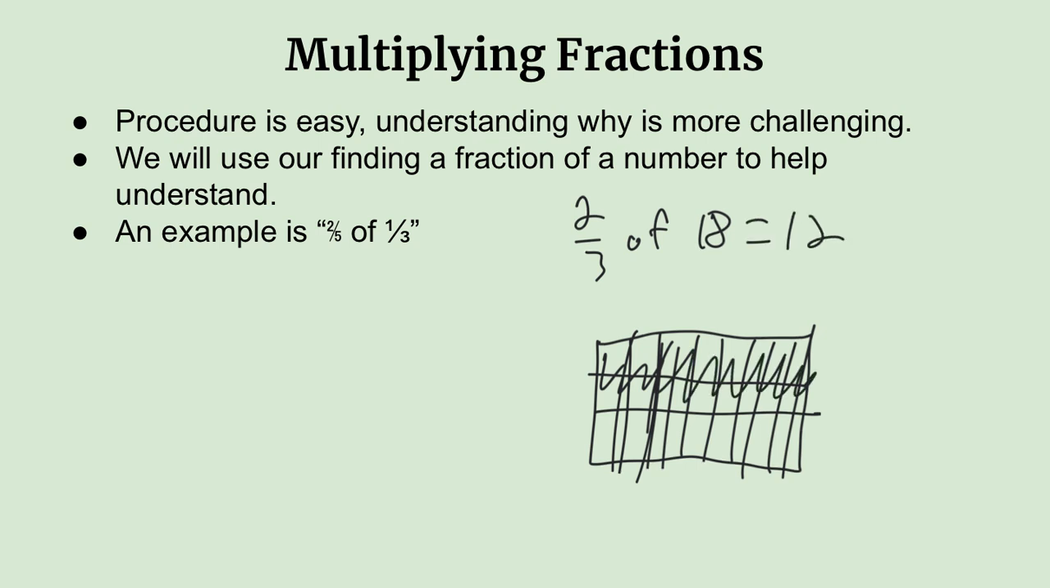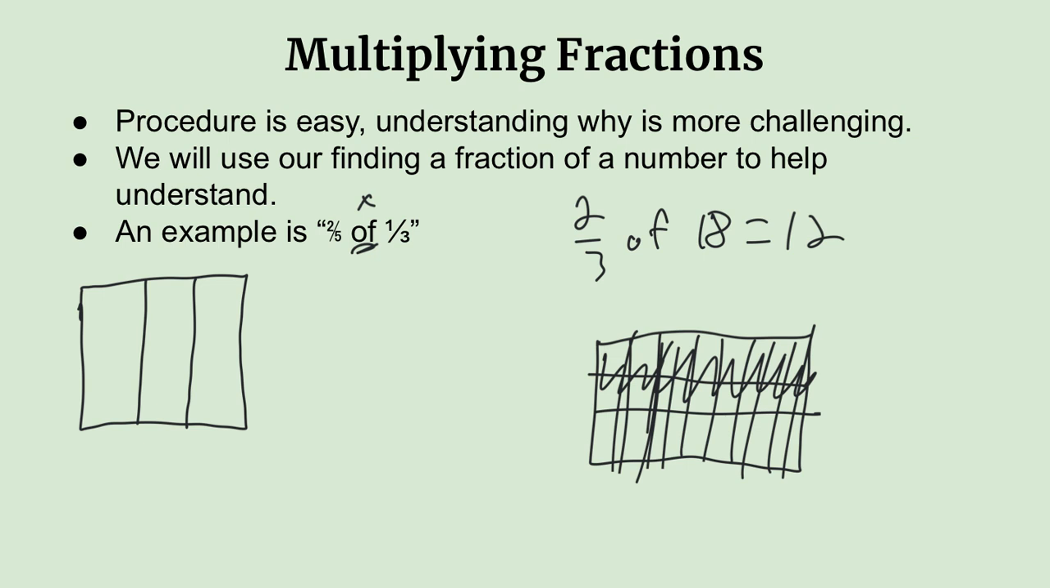Same thing here. We have 2/5 of 1/3. Notice I didn't say 2/5 times 1/3. It's just 2/5 of 1/3, even though this "of" means multiplication. So we're going to start with our 1/3.